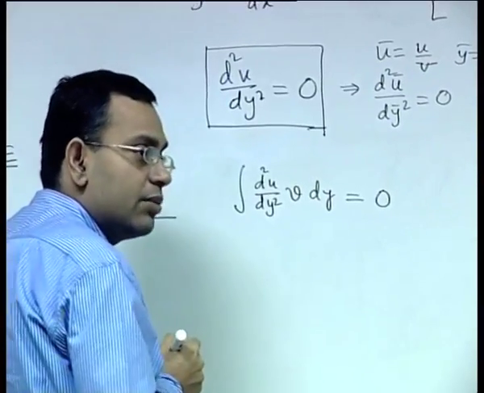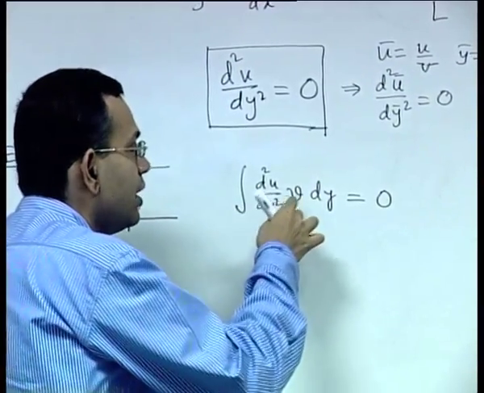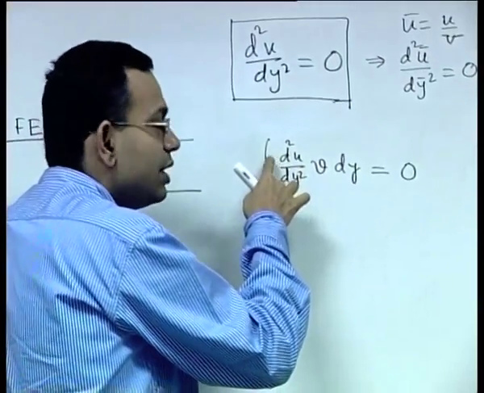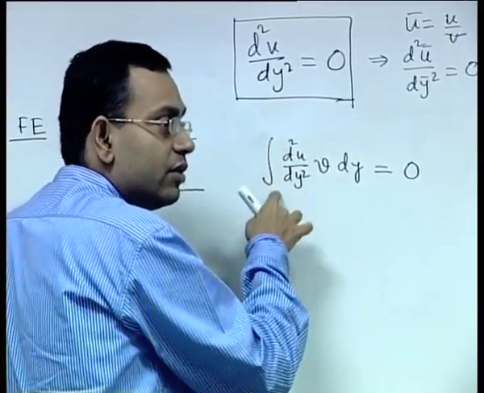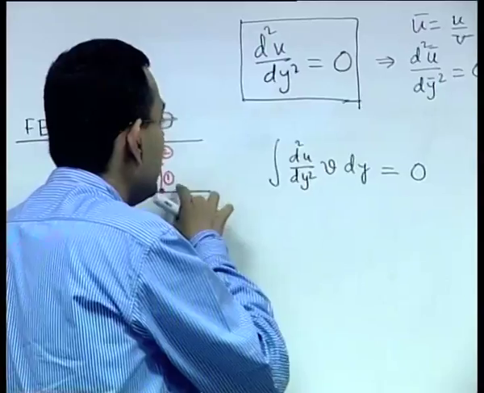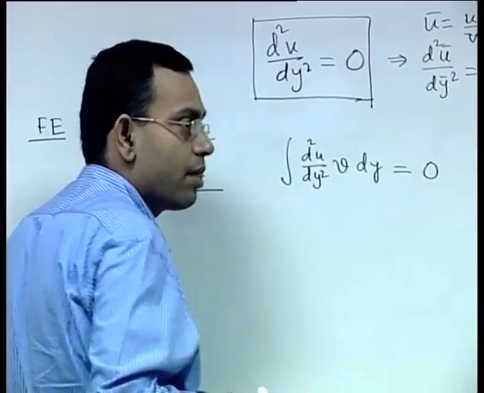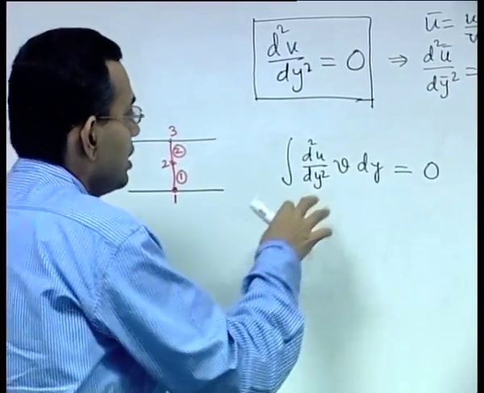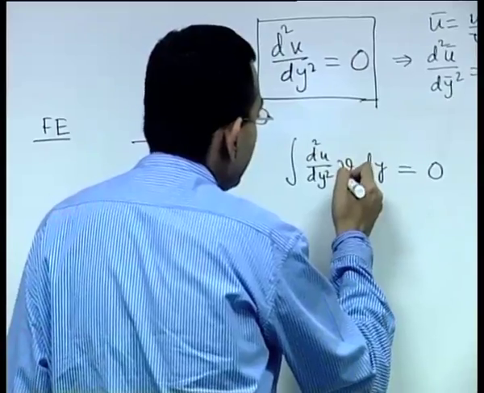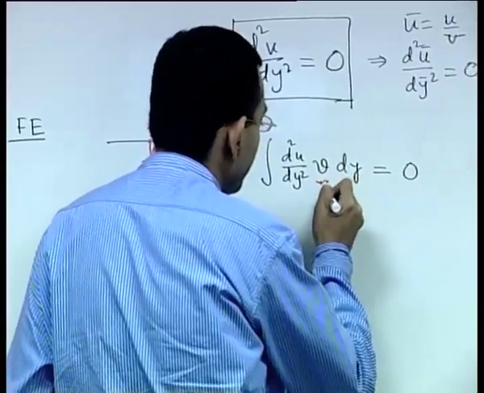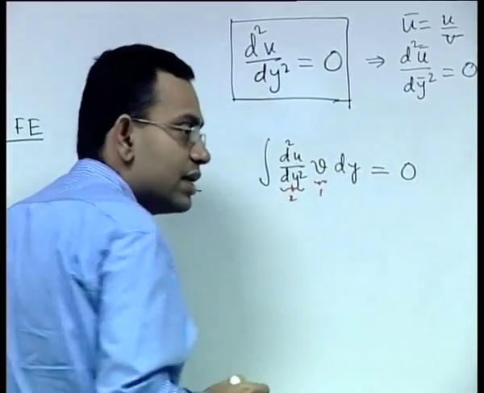And then we integrate it by parts if it is possible, because that will reduce the requirement of the continuity in the order of the highest order derivative. Because we have used a linear element, at the most first order derivative we can accommodate. So, let us consider that one. We integrate it by parts by considering v as the first function and d2u dy2 as the second function.